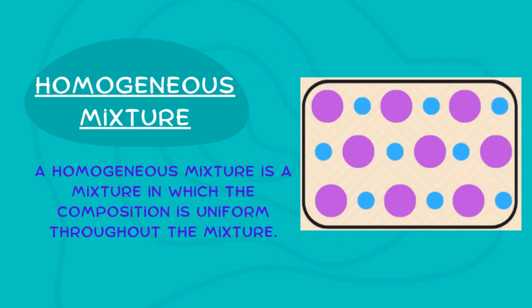First, let's talk about homogeneous mixtures. A homogeneous mixture is a mixture that has a uniform composition. This means that the components of the mixture are evenly distributed, and it appears the same throughout as it has a single phase, and you cannot distinguish the individual components with the naked eye.